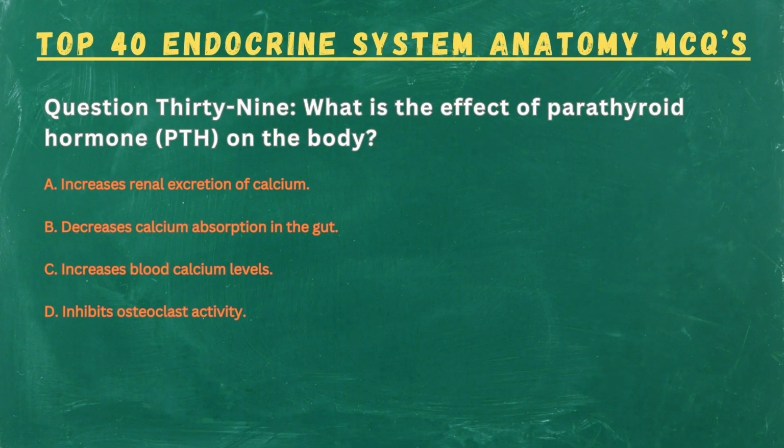Question 39. What is the effect of parathyroid hormone, PTH, on the body? A. Increases renal excretion of calcium. B. Decreases calcium absorption in the gut. C. Increases blood calcium levels. D. Inhibits osteoclast activity. Answer: C. Increases blood calcium levels.